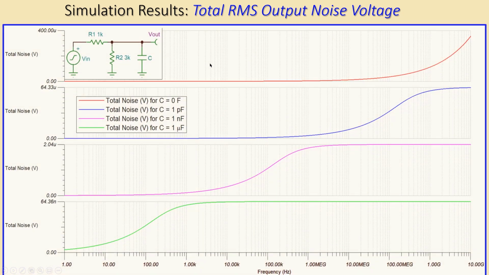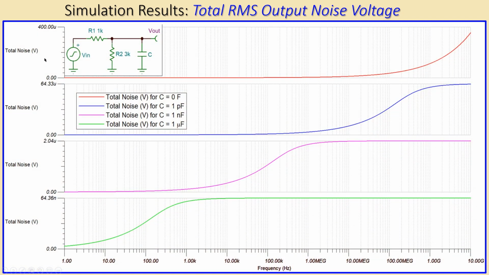Now, this is very important, the total RMS output noise voltage, what will happen there. Again, the red one is the situation where the capacitor is 0. That means we have a voltage divider by 2 resistors. You can see the value of the total output noise will increase without a limit. So if I increase the frequency, my noise will increase. That is again straightforward because there is no filtering. So by increasing the noise bandwidth or your frequency range, you will increase your noise.